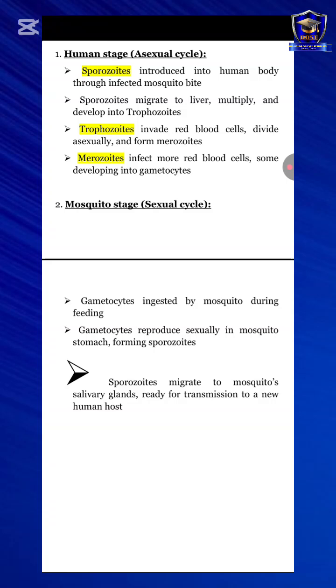How will it continue? The gametocytes ingested by the mosquito during feeding will begin to reproduce sexually in the stomach of the mosquito. Remember that it is a gametocyte, so it can produce gametes. So the gametes will fuse and form another set of sporozoites. These sporozoites will now migrate to the salivary gland of the mosquito. Once that mosquito goes and bites another person that does not have malaria at all, the sporozoites will quickly pass through and enter the person's body, and the life cycle will start all over again.